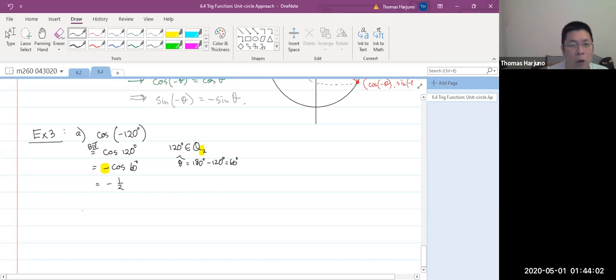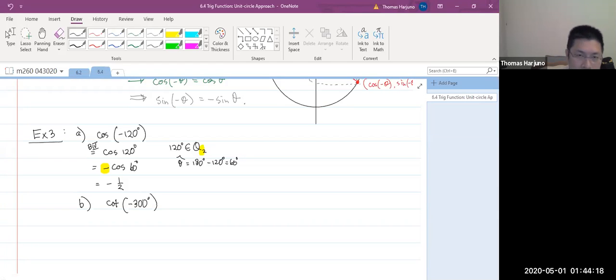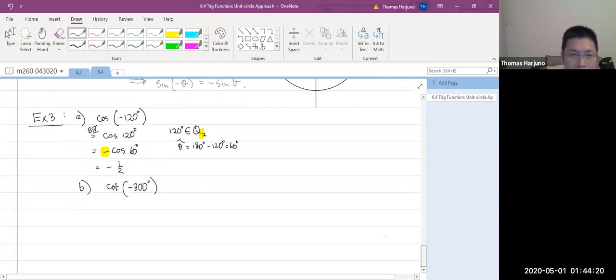Okay, now how about if I ask, what is cotangent of negative 300 degrees? Oh, Thomas, you never talk about cotangent of negative angle. Yeah, but I talk about cotangent is the reciprocal of tangent, right? So this is 1 over tangent of negative 300 degrees. And tangent of negative is negative tangent.